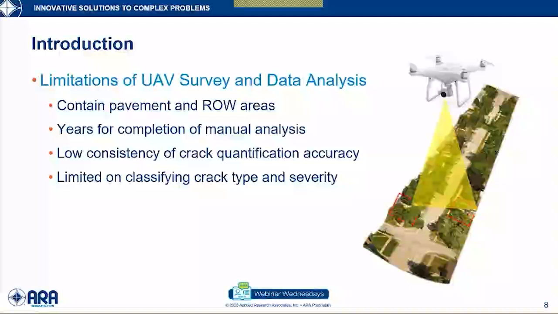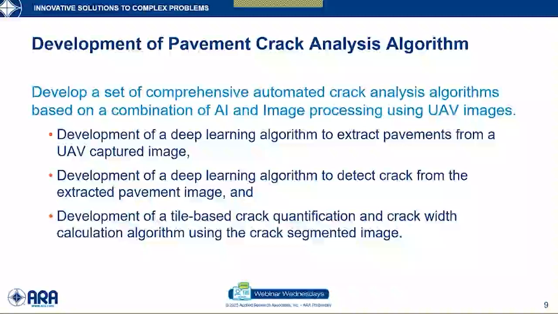Additionally, most proposed crack detection and classification approaches were limited in categorizing cracks based on their types and severity because of the complexity of the crack formation. So the aim of this research is to develop a set of comprehensive automated crack analysis based on a combination of AI and image processing using UAV images. In order to achieve this goal, the following three sequential objectives are: first, development of the pavement extraction, the development of the crack detection module, and the development of a time-based crack quantification and crack width calculation algorithm.